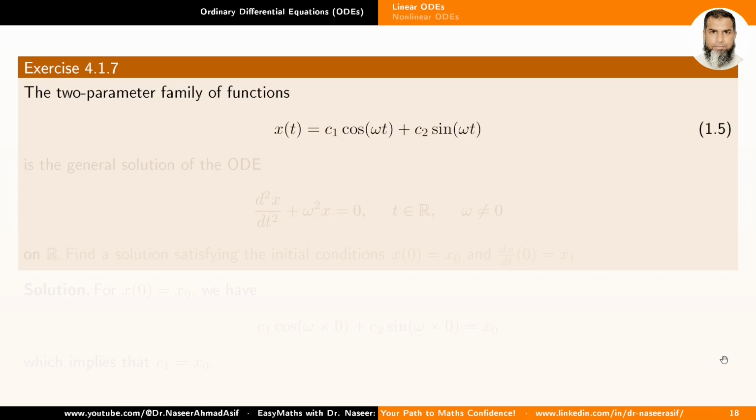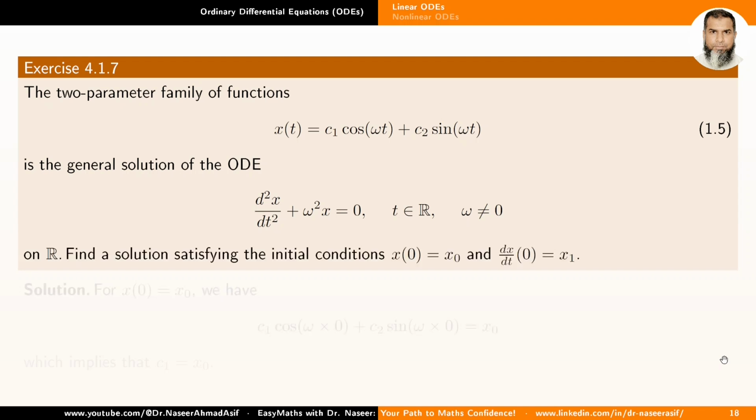The two parameter family of functions x(t) = C1 cos ωt + C2 sin ωt is a general solution of the ODE d²x/dt² + ω²x = 0, where t belongs to R and ω is non-zero on R. Find a solution satisfying the initial conditions x(0) = x0 and dx/dt at 0 is equal to x1. Well, see solution.